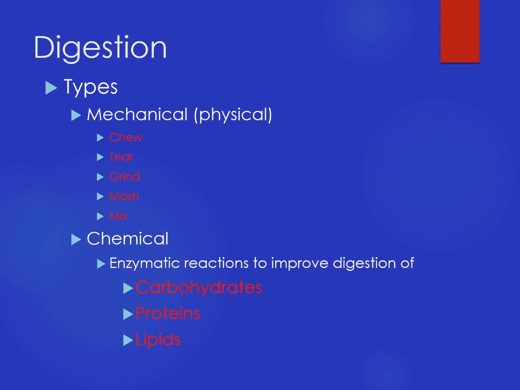Digestion has two types. First, we have mechanical, which is the physical process, which includes chewing, tearing of food, grinding, mashing, and mixing. And the chemical process involves enzymatic reactions to improve digestion, like carbohydrates, proteins, and lipids.